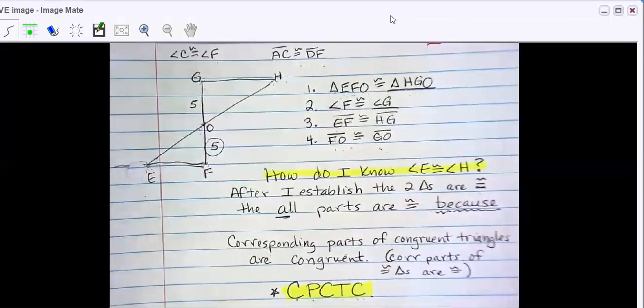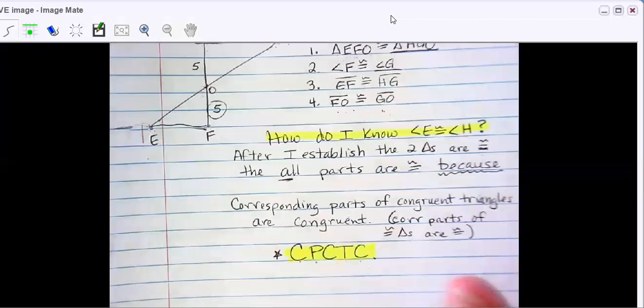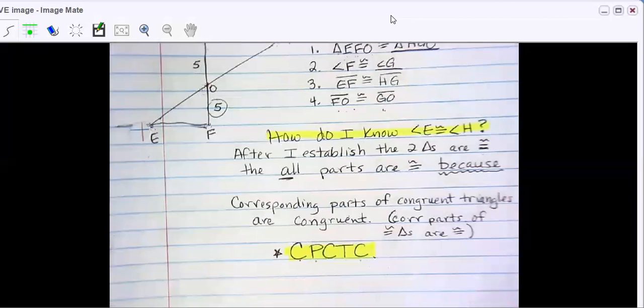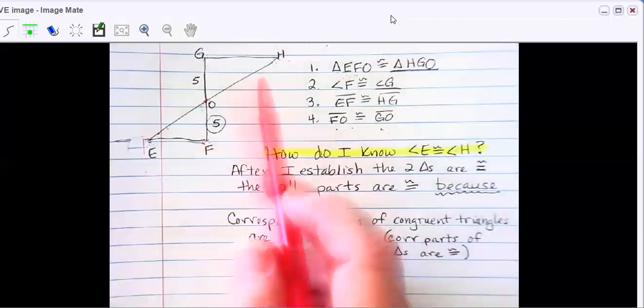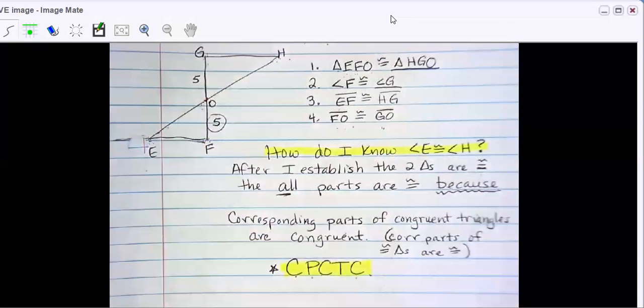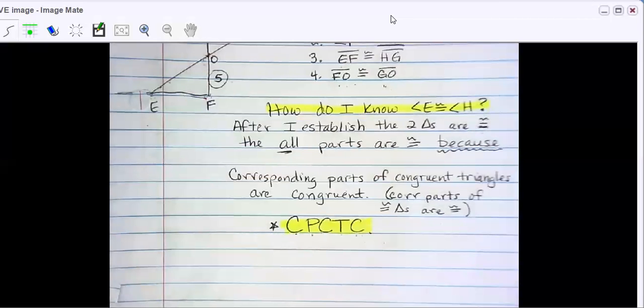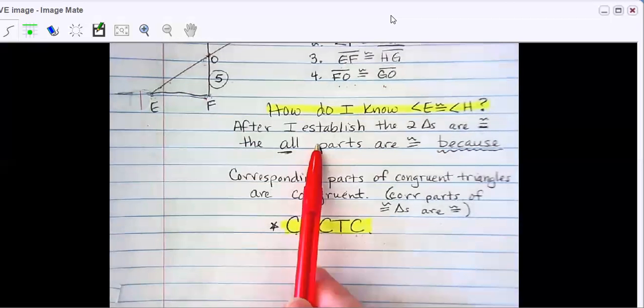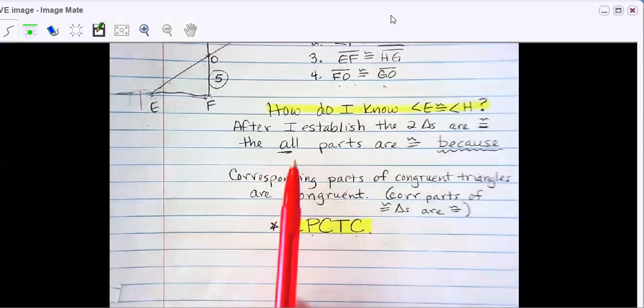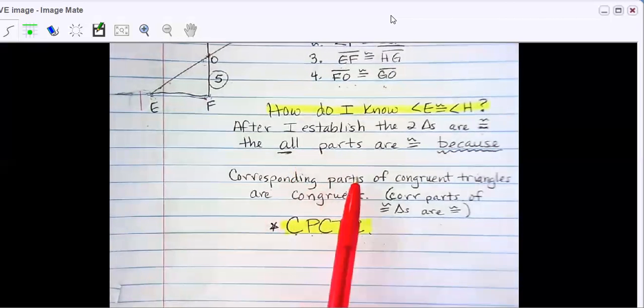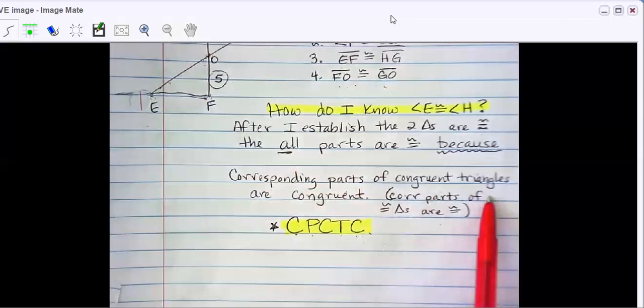Now here's what we really come up with all of this. How do I know that angle E would be congruent to angle H? If we were in a classroom setting, we'd be spending a lot more time developing this whole idea, but it's after I establish that the two triangles are congruent, because I know that all the parts are congruent. Here's the reason: corresponding parts of congruent triangles are congruent.